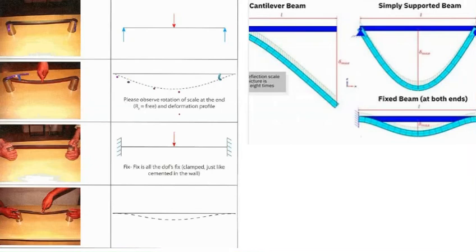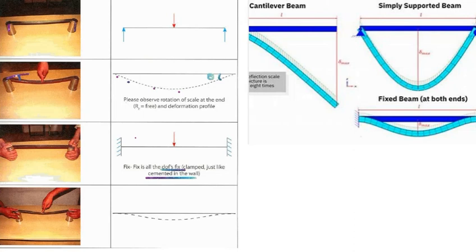Rotating. So the deformation profile, you also note it here. This is the rotation value, and this condition, you can see, is a fixed simulation. If you have a fixed beam and you apply the load here, fixed means all degrees of freedom are fixed, that means snap, just like cemented into the wall kind of thing.